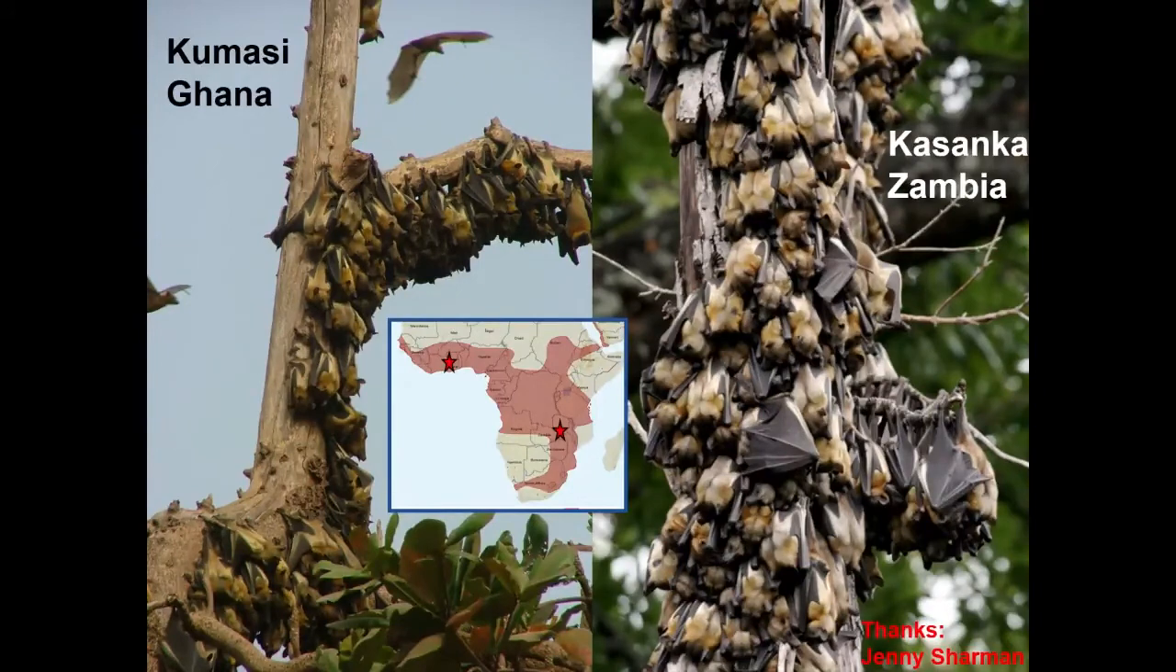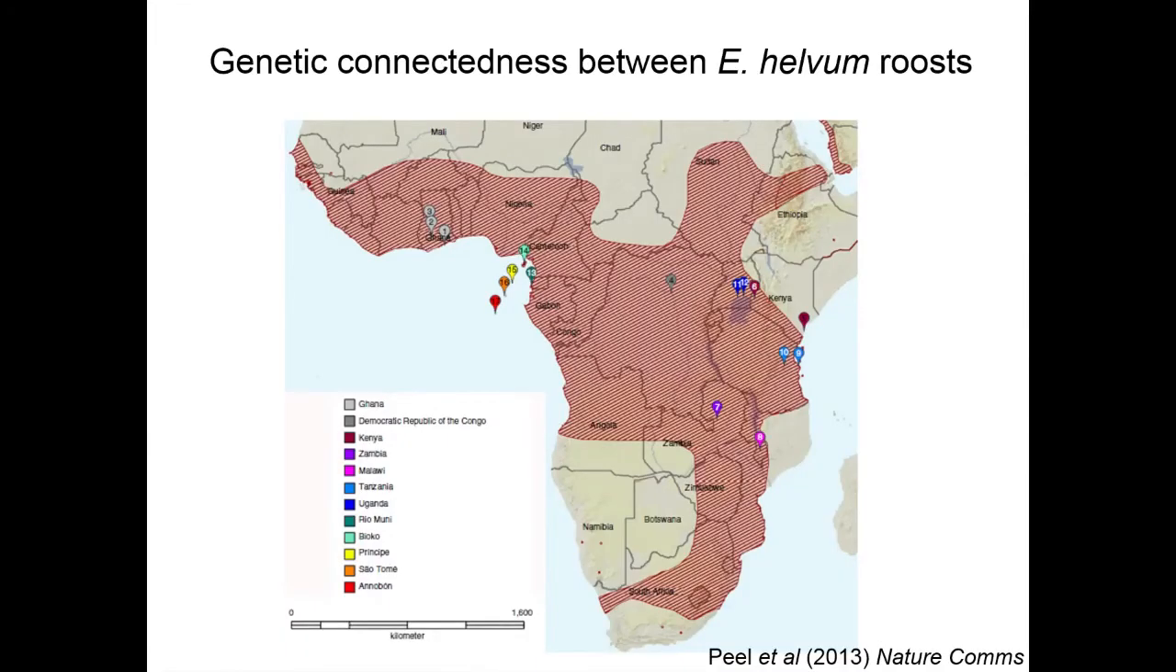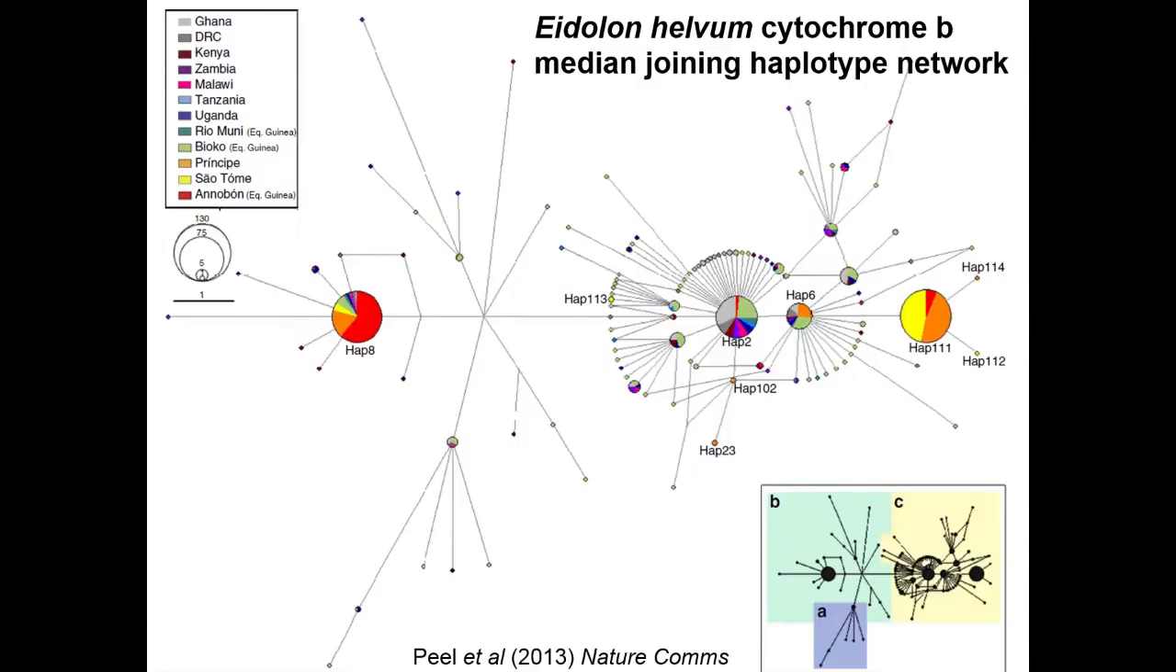In order to understand how they relate to each other, because they're a little bit too small to put on the heavy batteries that we need to have satellite transmission going back with GPS loggers on them, we've looked genetically at the connectedness between Eidolon helvum roosts, and have used mitochondrial markers, the markers that bats inherit from their female parent. And what we found was that in this haplotype network, all of the continental bats are absolutely muddled up.